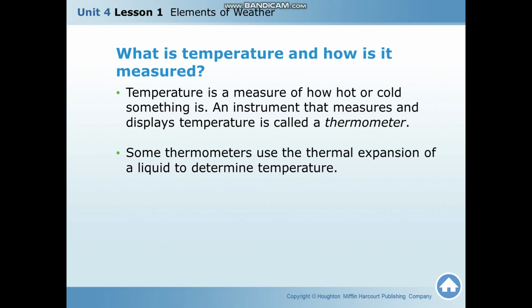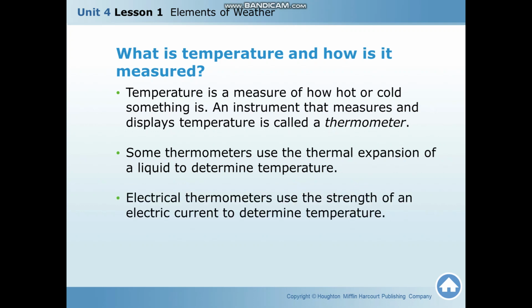Some thermometers use thermal expansion of a liquid to determine temperature. So, as what you have already learned, thermal expansion is the way something changes in shape, area, or volume depending upon the energy that it carries. Some thermometers use electric current or electricity to determine temperature, hence the name electrical thermometers.